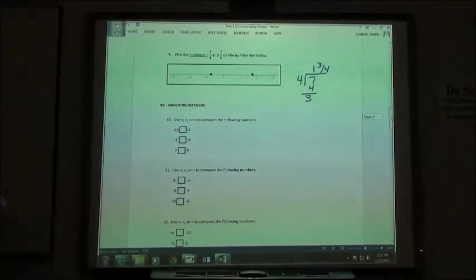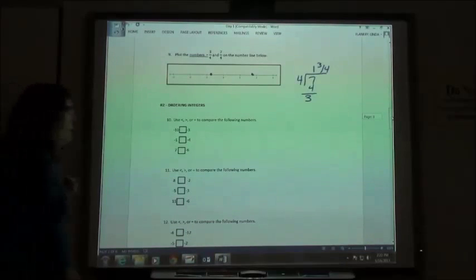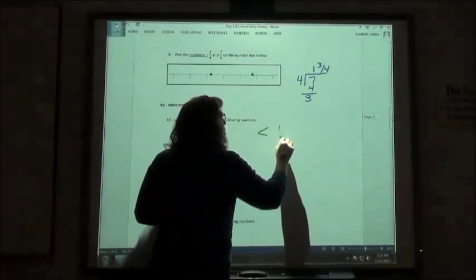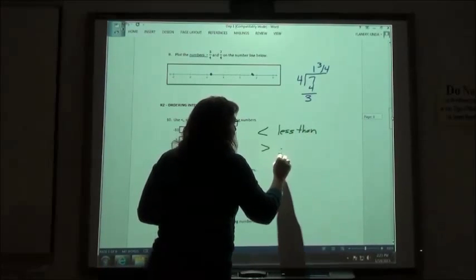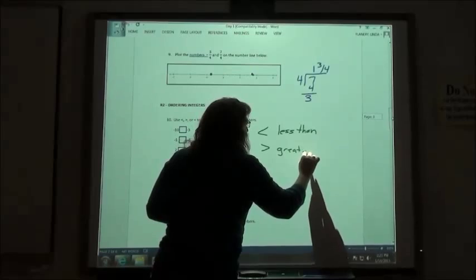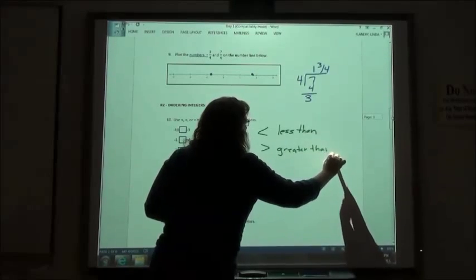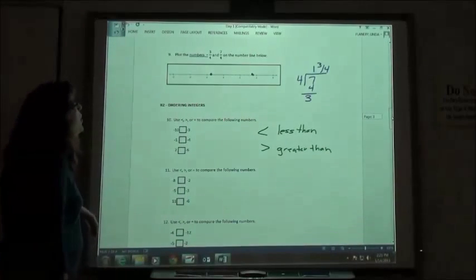Number 2 says I'm ordering integers. In other words, I'm going to compare less than and greater than. Less than points to the left. Greater than points to the right. So you want to think about where your numbers are on the number line.